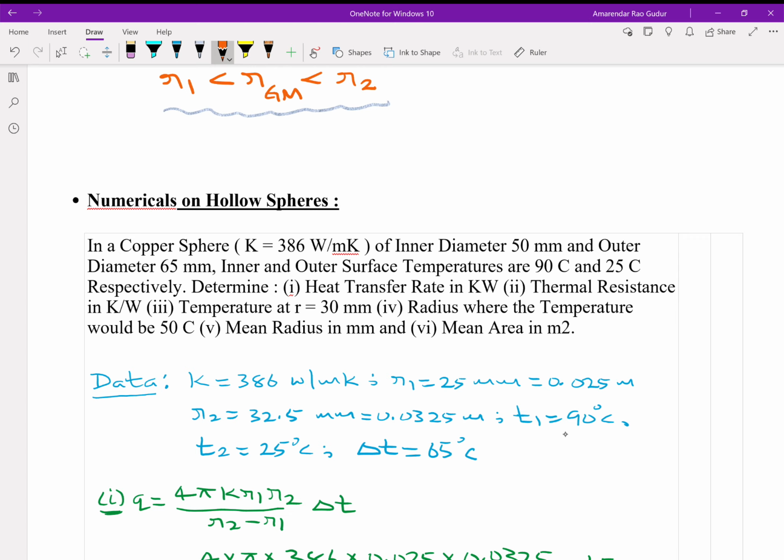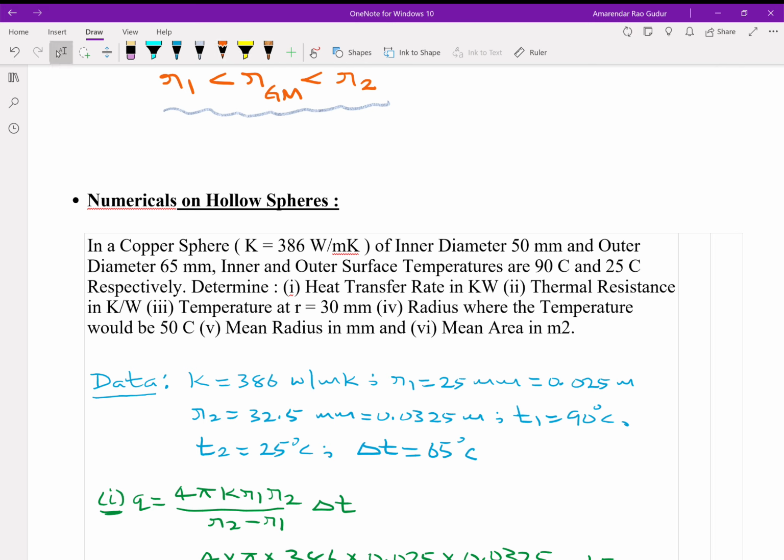Then determine the heat transfer rate in kilowatts, the thermal resistance in Kelvin per watt, the temperature at some radius of 30 mm, the radius where the temperature would be 50 degrees centigrade, then the RGM and AGM.